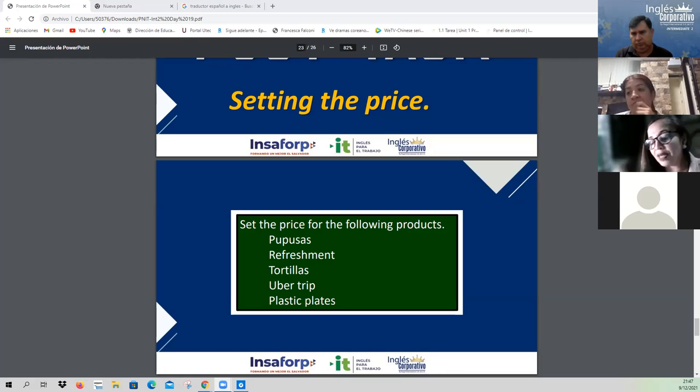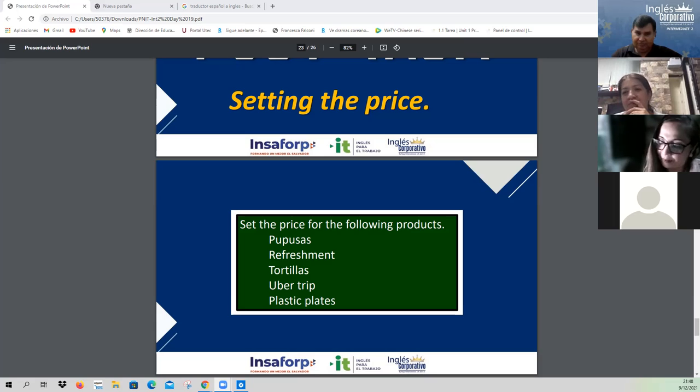And how many pupusas do we get with one pound of beans? Approximately 50, or more. So it's approximately 0.02 cents per pupusa. It's very cheap. This is the reason we have a lot of businesses related to pupusas. Pupusa is really a good business. It's cheap.